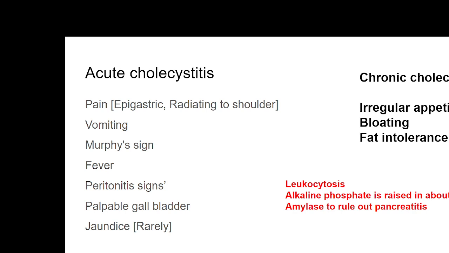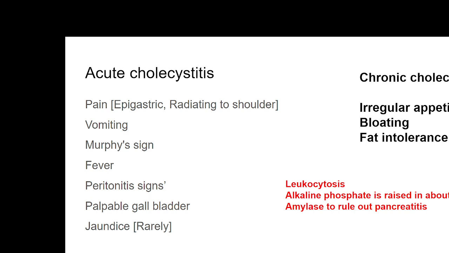Acute cholecystitis characteristically presents with pain in the epigastric area, which can also radiate to the shoulder, and vomiting. Murphy's sign is one of the characteristic features. Murphy's sign is what we call a respiratory catch sign. When you palpate the subcostal area and ask the patient to breathe in deep, there will be sudden cessation of the breathing due to the pain felt at the area.